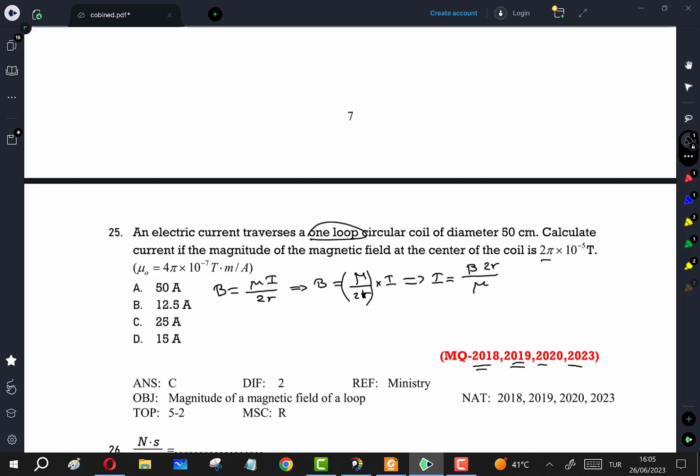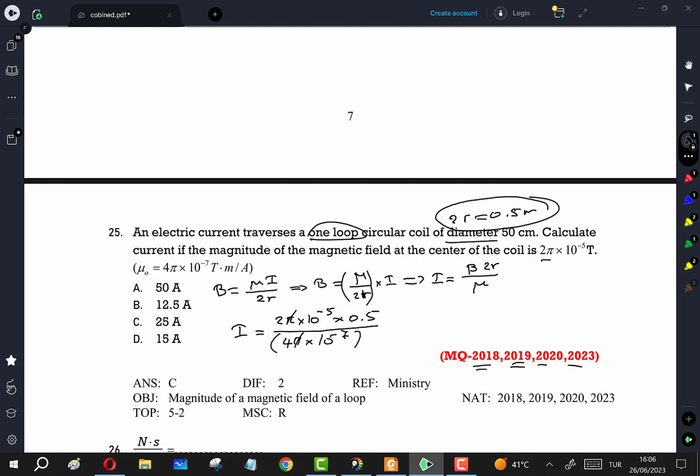So 50 centimeters diameter, which is 2r. But it must be, of course, in meters, it's 0.5. Instead of 2r, I'm going to write 0.5 meter. So then I will be, B is 2π times 10 to the power negative 5, 2r is 0.5, divided by μ, 4π times 10 to the power of negative 7. So π will simplify. After that, you go on with the calculator.